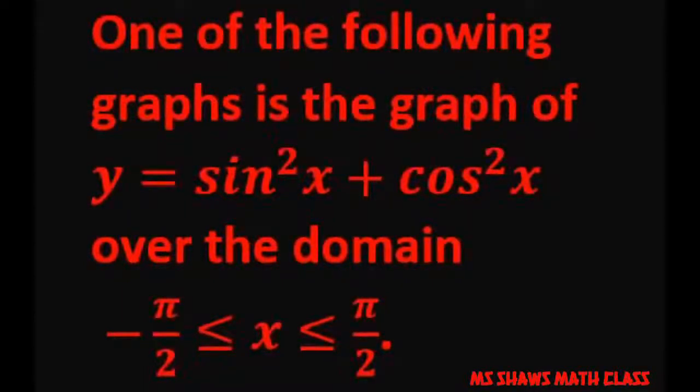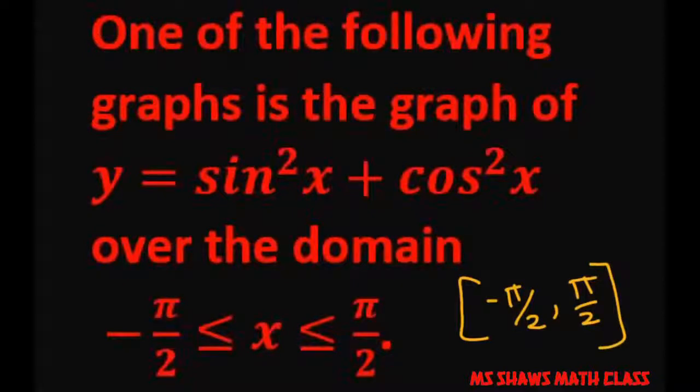Everyone, we're going to graph y equals sine squared x plus cosine squared x over the domain of negative pi over 2 to pi over 2 inclusive. So that's your domain. And I'm going to assume, I know I'm not supposed to assume, but I'm going to assume that before you do this video that you've had some trigonometry.